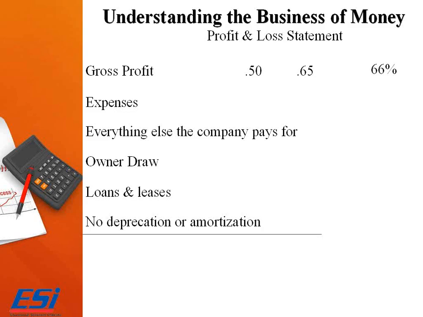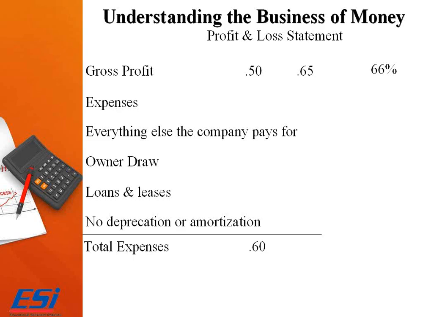And I don't put depreciation or amortization on there because it's not real money. It's kind of what I call play money. We put it in there when you do your taxes, when you go to the bank, we definitely need a GAAP-accepted P&L. But for your day-to-day operation, we don't need depreciation and amortization in there, but we do need the draw, loans and leases, and everything else the company pays for. So that means our total expenses in this example is 60 cents.